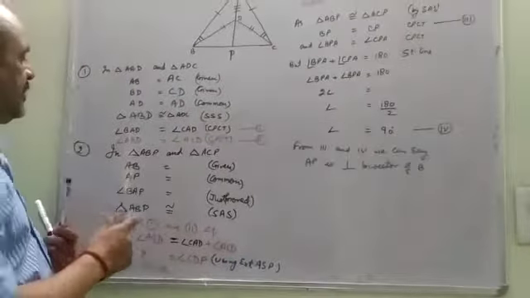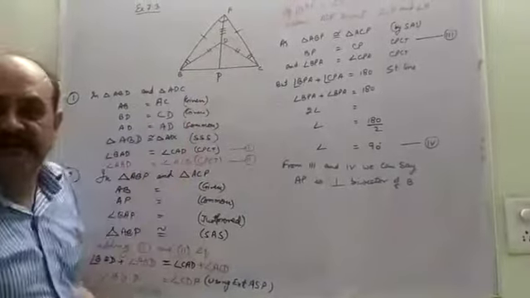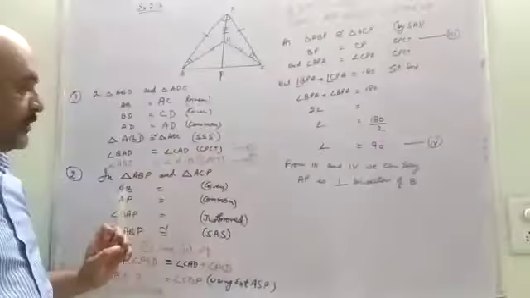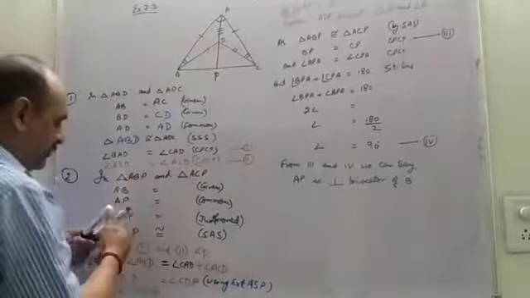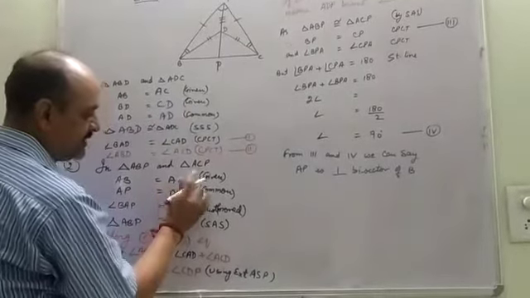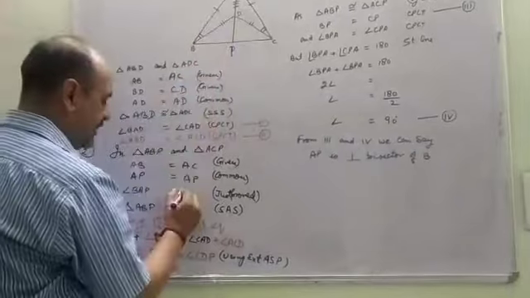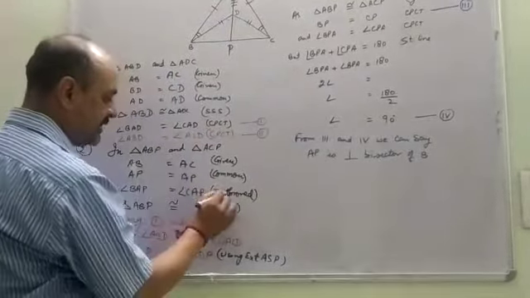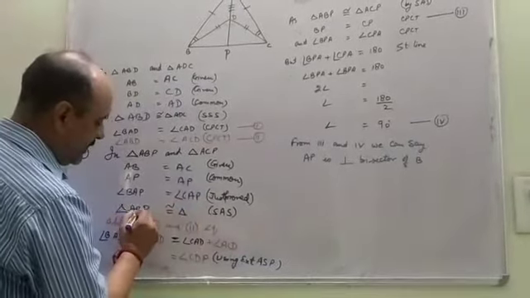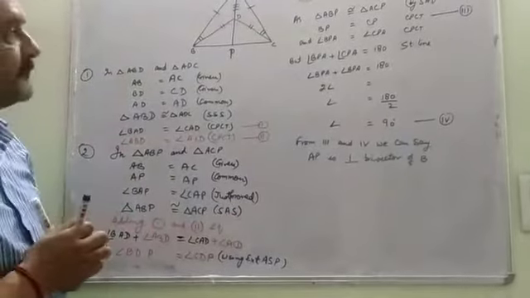Now I have to do the congruency for triangles ABP and ACP. So AB is equal to AC, AP is equal to AP. This was given, this is common, and BAP, this blue angle, is equal to CAP. Just proved, the triangle ABP is congruent to triangle ACP by side angle side.